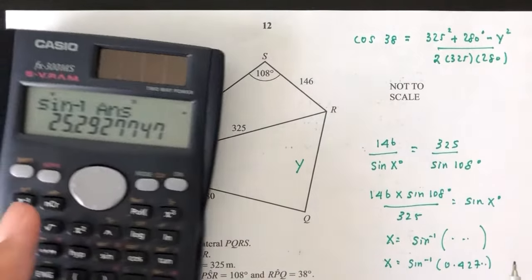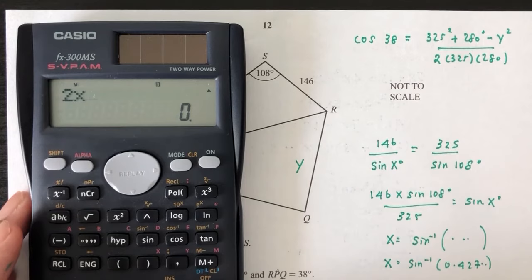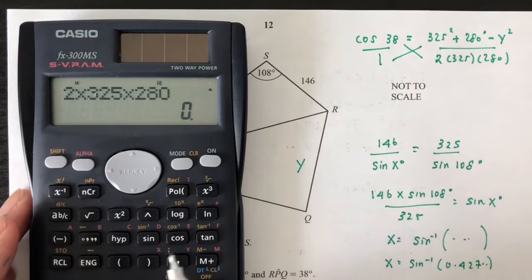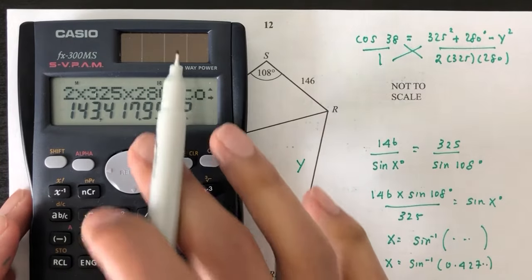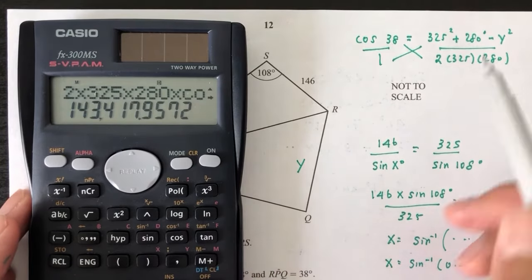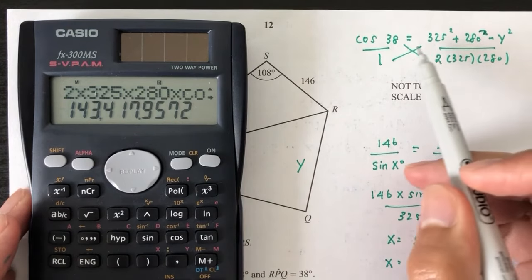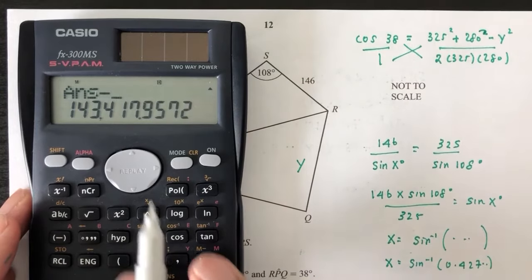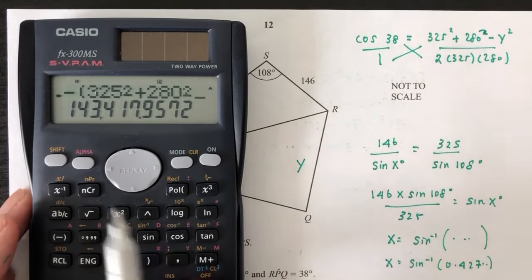Let's try to simplify. Let's simplify this bottom first: 2 times 325 times 280. And then as you can see, we have to cross multiply. So let's bring this up, times cos of 38. That will give you this answer. So just leave it here for now. As you can see, this is squared here. We have to simplify those two. If you bring those two here, it will be minus, right? So minus the sum of these two, which will be 325 squared plus 280 squared.